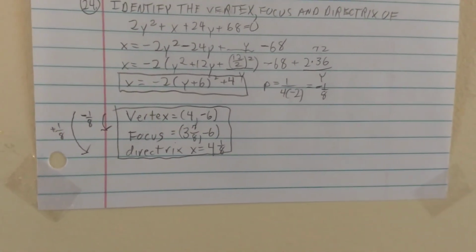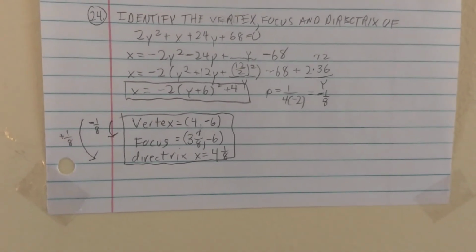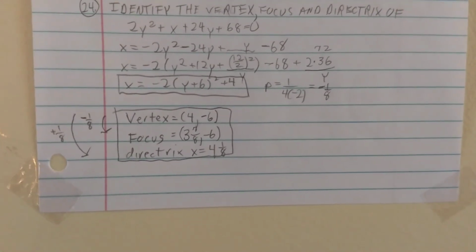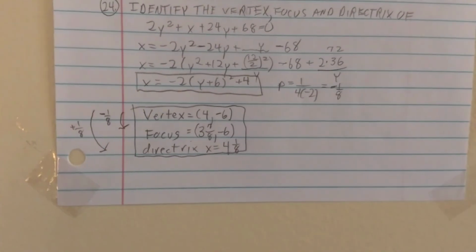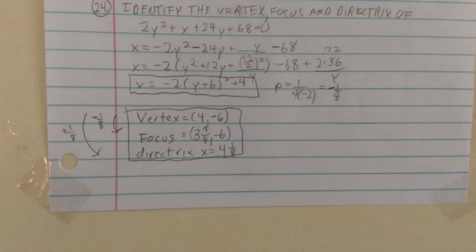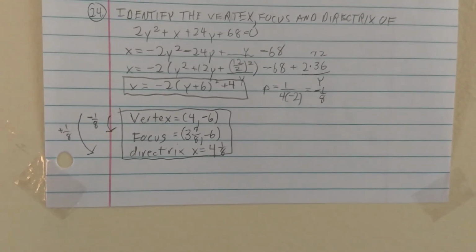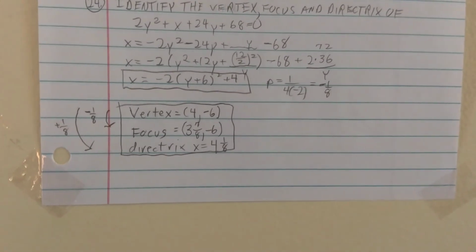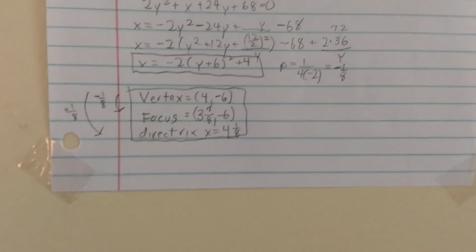And what that does is allow us to get our focus points. So we knew our vertex is at x equals 4, y is negative 6, and p is negative 1/8, so it's opening to the left. For the focus, that's 4 minus 1/8 for the x, so that's 3 and 7/8, comma negative 6, and the directrix is plus 1/8, or behind the vertex, so that's the vertical line x equals 4 plus 1/8, or 4 and 1/8.